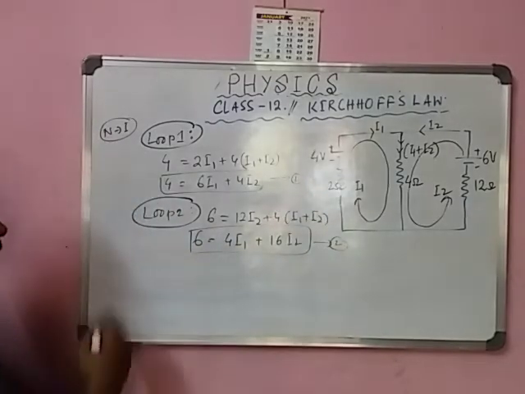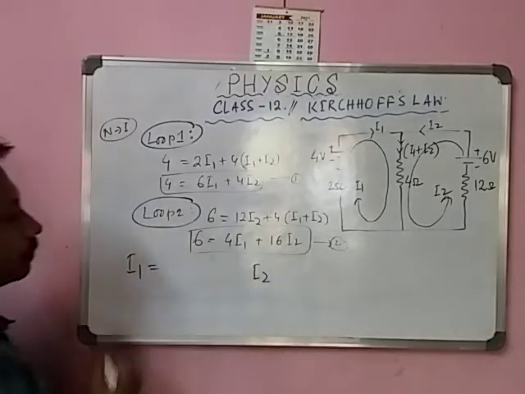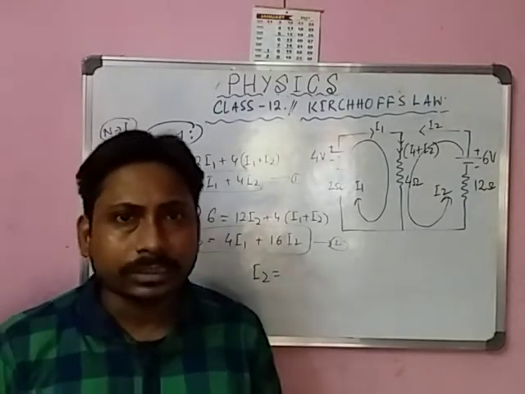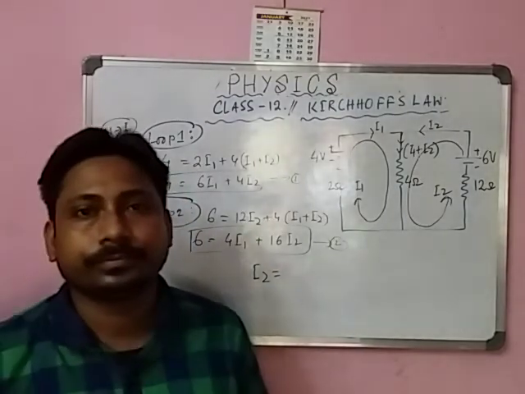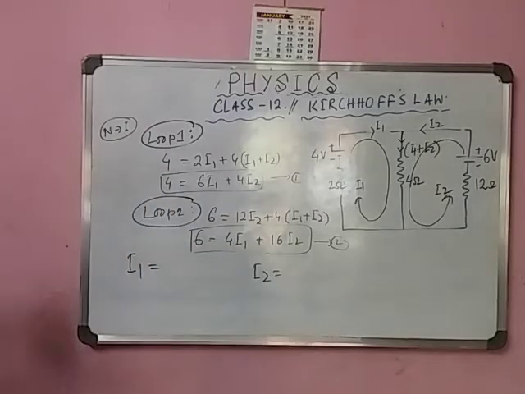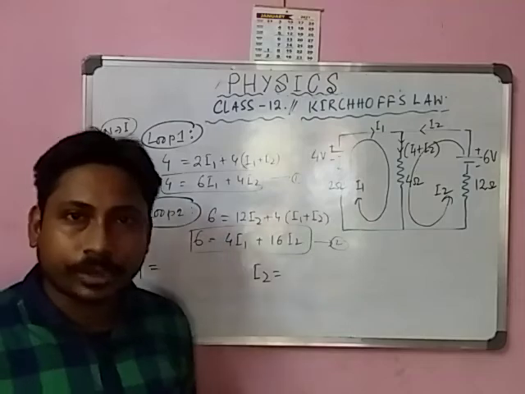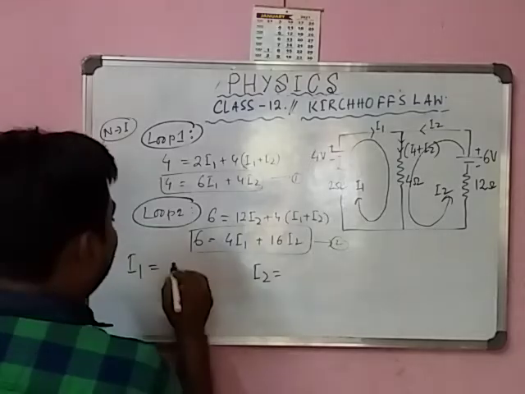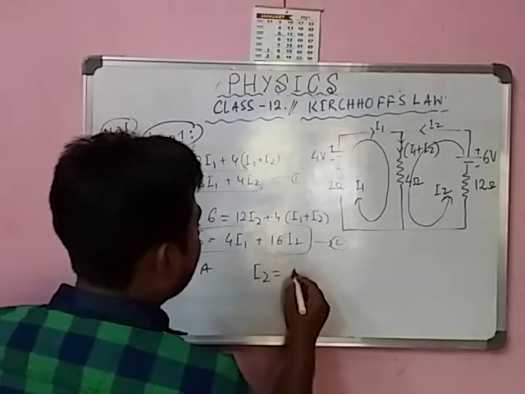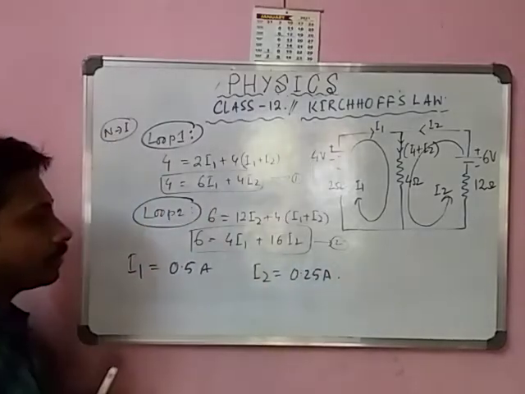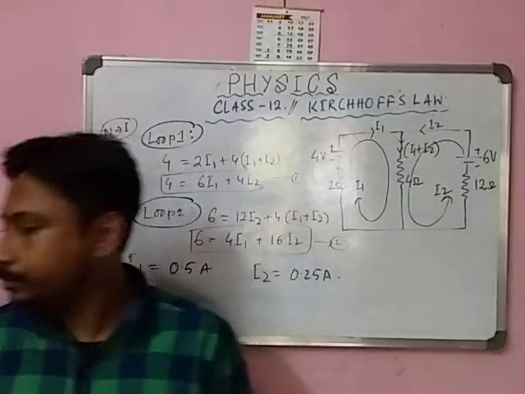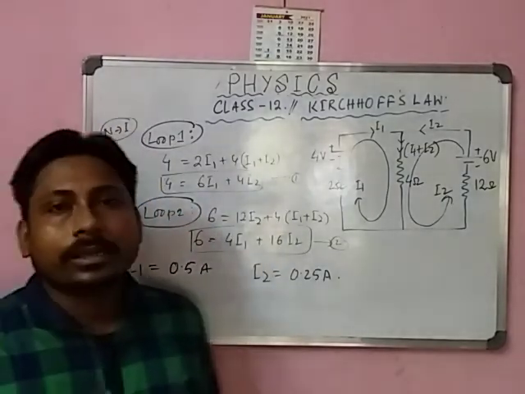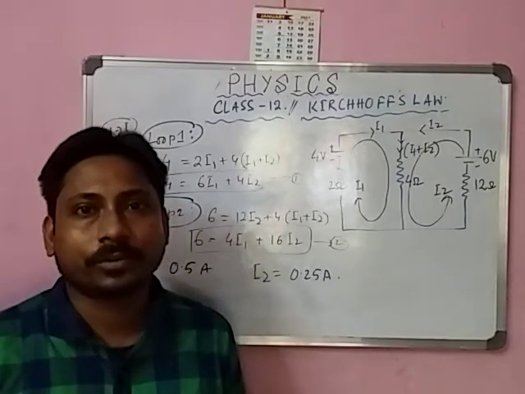Solve the simultaneous equations and you will get I1 and I2. Please find the solution and say how much current I1 and I2 are. After solving, you will get I1 as 0.5 ampere and I2 as 0.25 ampere. Done. Now please pause the video and write it down. Next, the second numerical.